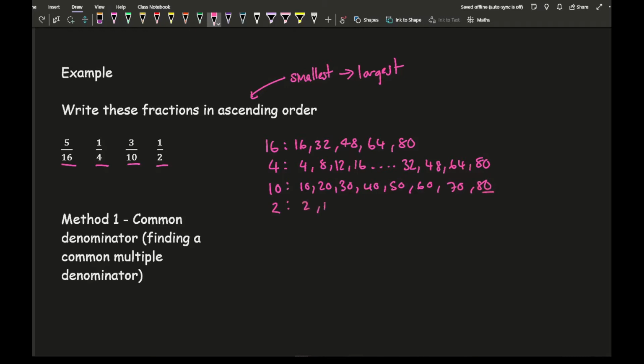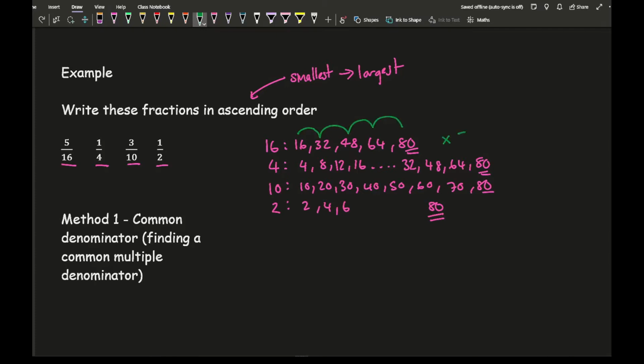And then 2, 4, 6. Basically all those numbers there, but looking at which ones are appearing, 80 is going to be my common denominator. Now if I've written out the times tables, I can just simply count. So 1, 2, 3, 4, 5.